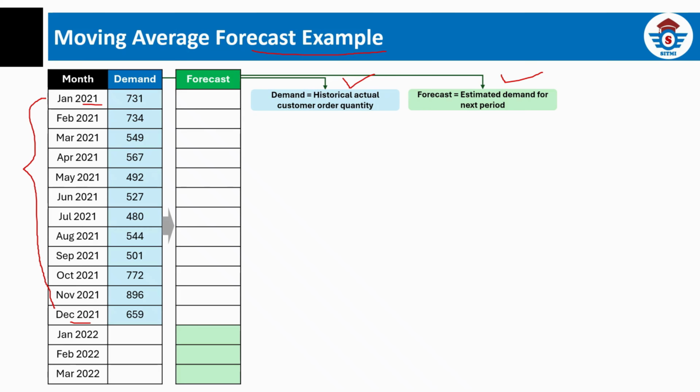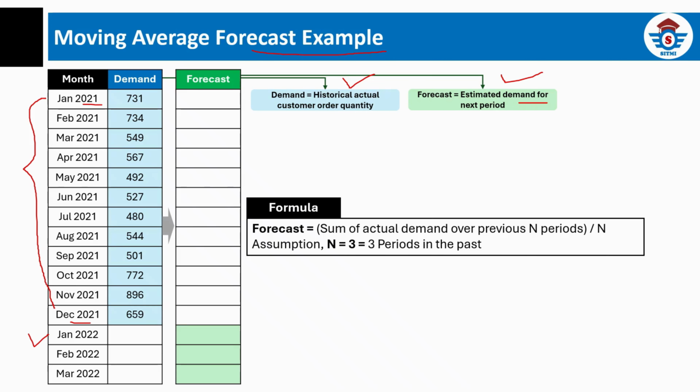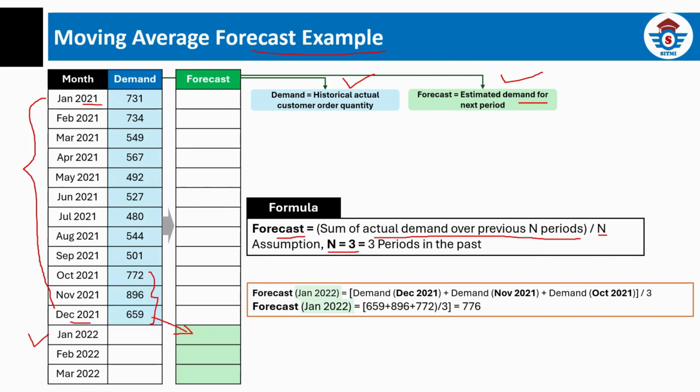Our next learning pointer is calculating the forecast for January 2022. And remember, a forecast is nothing but an estimation of demand for a future period. Now, as we have seen, the formula for the moving average forecast is very straightforward. Forecast for the next period equals the sum of actual demand over the previous n periods divided by n. In our case, let's assume we are using a 3-month moving average, so our n becomes 3, which means we will consider the demand of October, November, and December 2021.